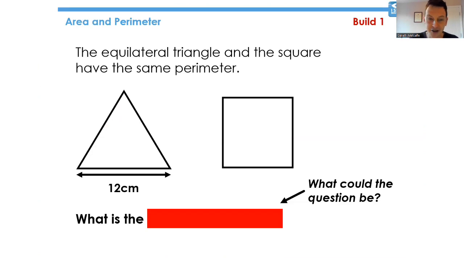Just one other example that I'll share in this video from the area and perimeter task family. The equilateral triangle and the square have the same perimeter. And then what is there? And the children have to think, well, what could the question be? And in doing so, they process the information, they think about the deep structure. So when the rest of that question is revealed, they're ready then to have success in actually answering that question.